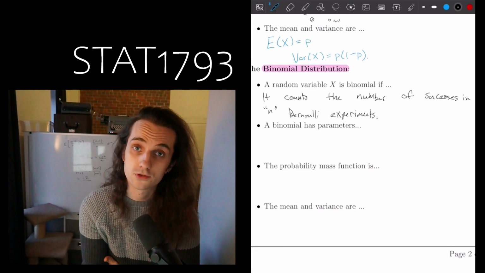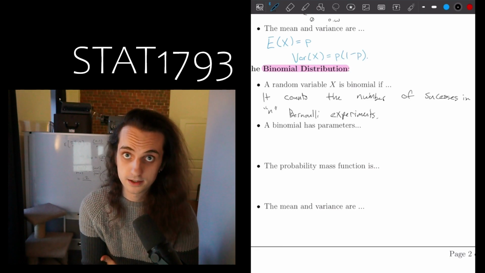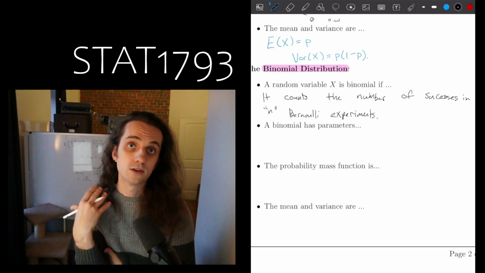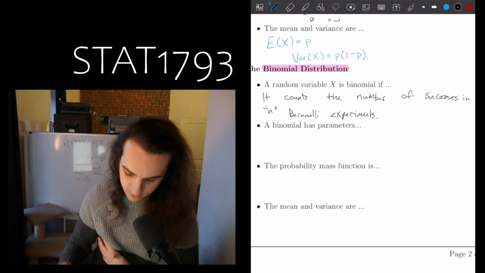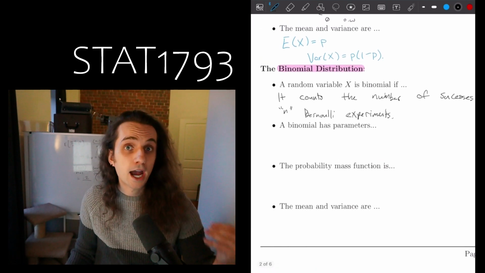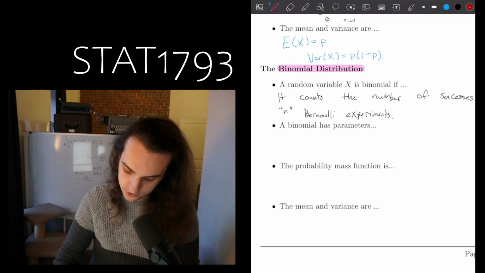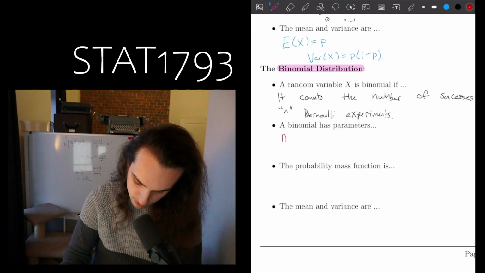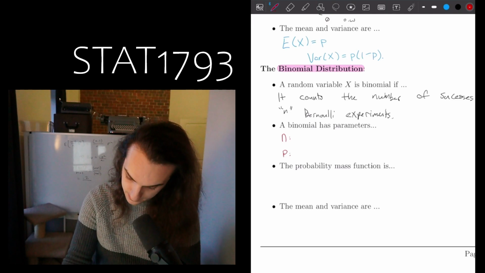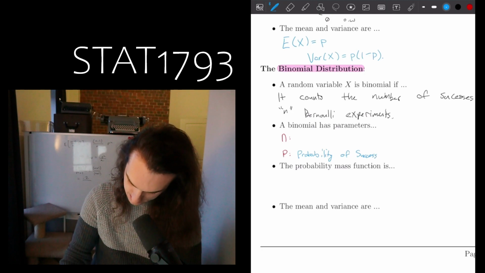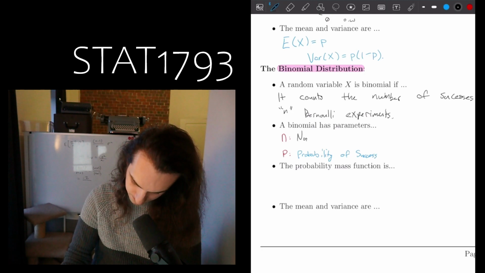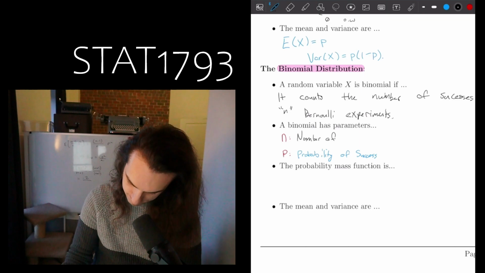So if you flip a coin 100 times in a row and you count how many heads there are going to be, or if you look at 1,000 flights and you see how many of them are going to be running on time, for instance. It's counting up how many successes in some fixed number of trials. In this case, we're going to have two parameters, n and p. P is going to be directly from the Bernoulli, the probability of success, and n is going to be the number of trials.